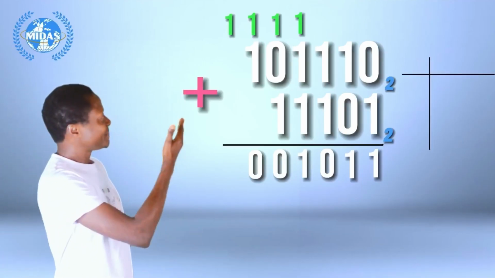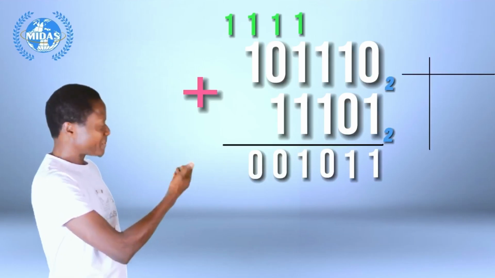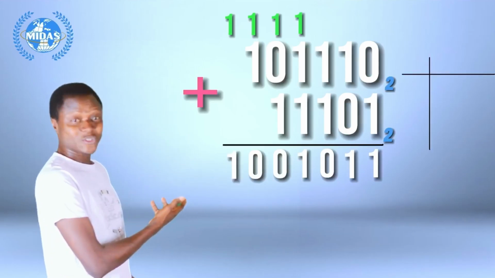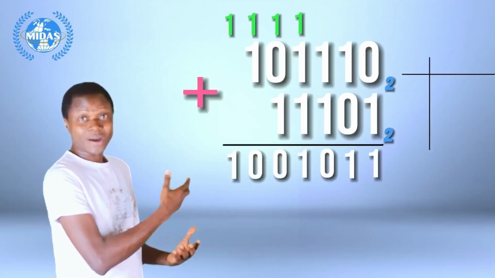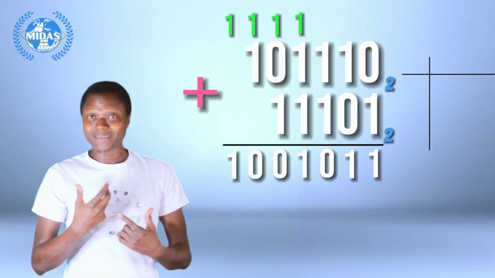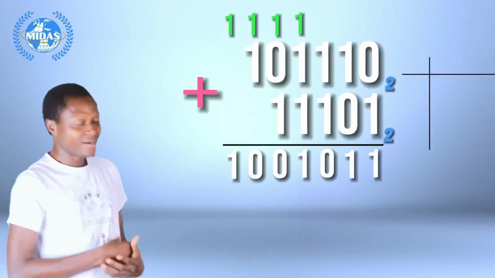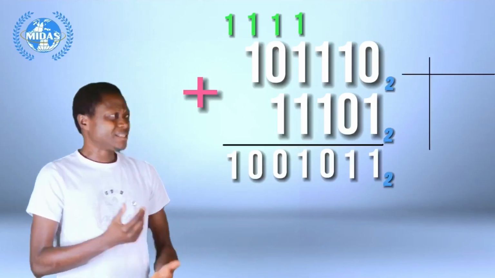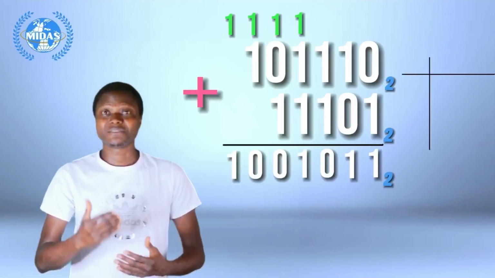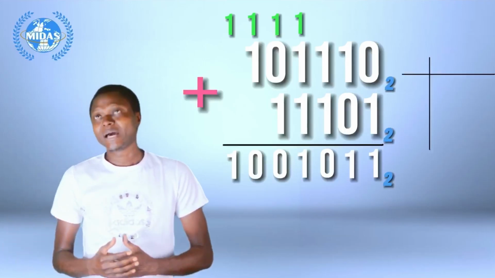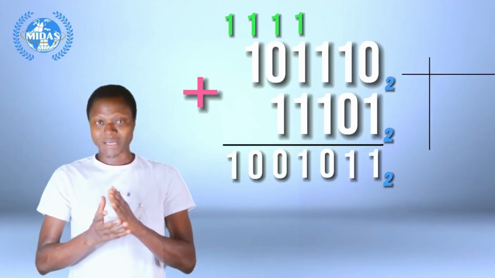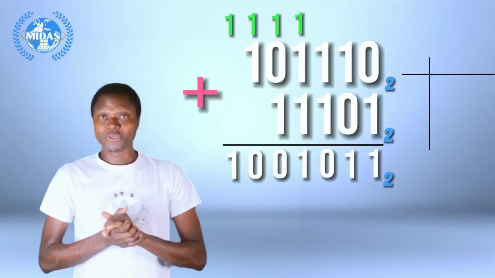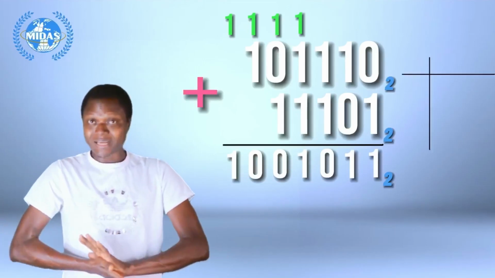So since you now have 1 in that, then it will just be 1 plus 0, which is going to give you 1. So now your addition is going to give you 1 0 0 1 0 1 1 base 2. So that's it. What I want you to get in this addition thing is just the fact that if you add anything and it gives you a number that is higher than the base, you need to convert that answer to the base.